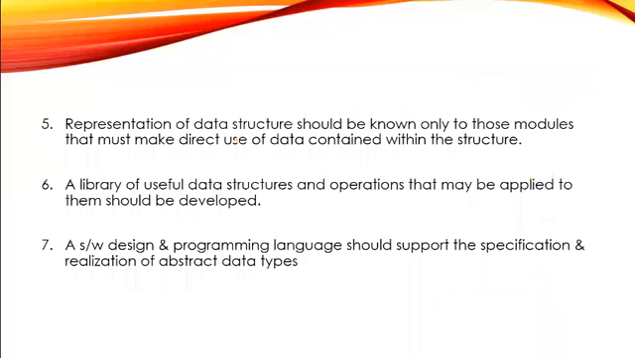Then the representation of a data structure should be known only to those modules that make direct use of data contained within the structure. This can also be called information hiding. What data is used by a specific component should be known only to that component, so that this is used to avoid any accidental errors.